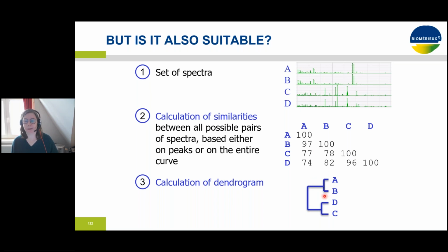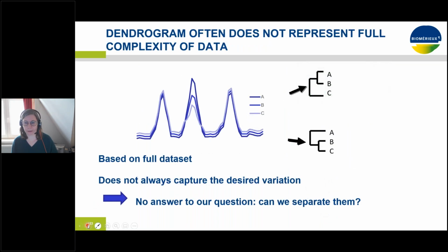So you might understand now that this dendrogram is actually just a simplification of the similarity matrix, and it does not contain the same information. I no longer know how close C is with either B or A, just how close the pair C and D is with the pair A and B. So I lose information in a dendrogram. That is a very important concept to understand.